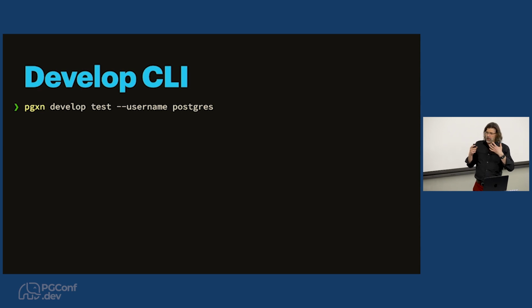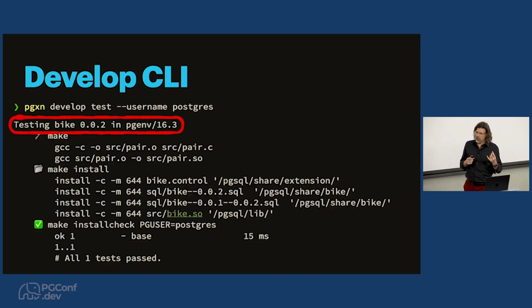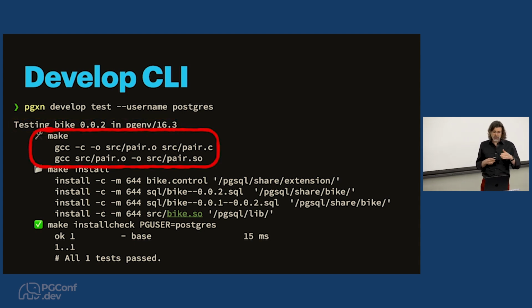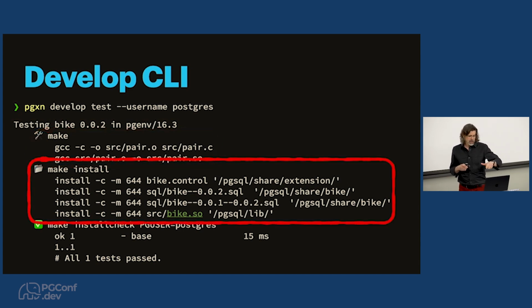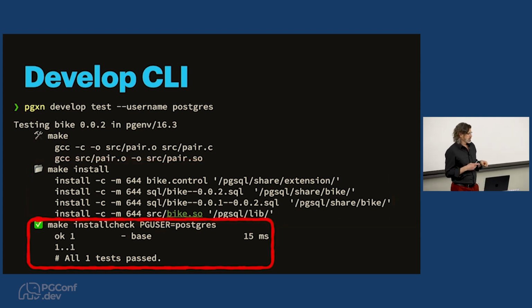Now we could extend this to actually helping you to test your extension and build it and all that. If we have a pgxn develop test command, it can have these subcommands that run. I mean, you can also have pgxn develop make install and install check, but here it does them all at once, just like the makefile would. So it says I'm testing against this particular install, this pgenv 16.3. Here's where it's compiling the source. Here's where it's copying the files to where Postgres is going to be, and here's where it's running the regression tests.